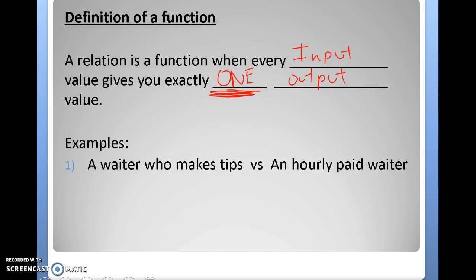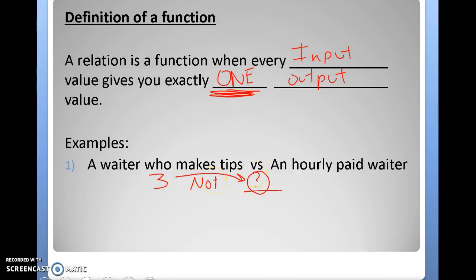So here are some examples of functions. We can talk about a waiter or a waitress who makes tips. Let's say that they work for 3 hours one evening, and we want to plug in 3 hours and then use a rule to figure out how much money they're going to make. Well, if they just make tips, we don't really know how much money they're going to make, because 3 hours one night, it could be $20. 3 hours the next night might be $50. So this is not a function because we don't have exactly one value that's coming out every time we stick in a number.